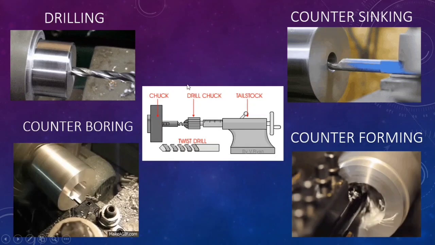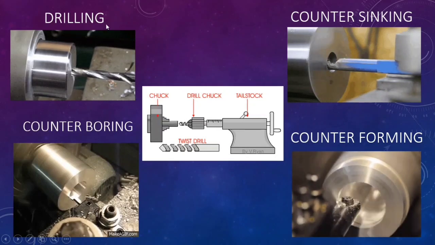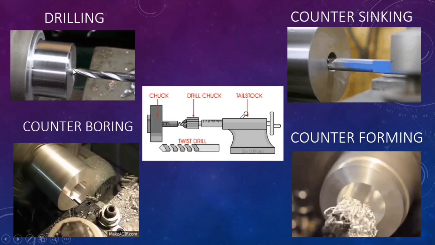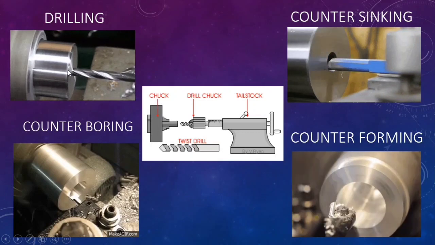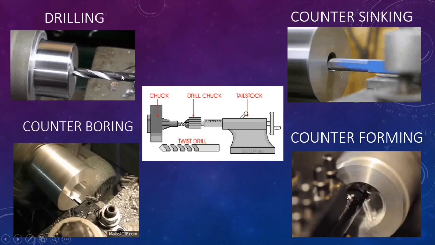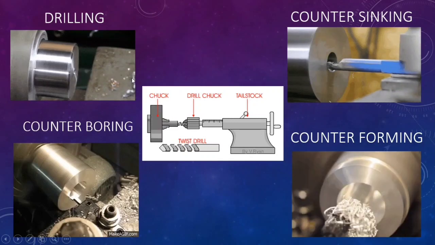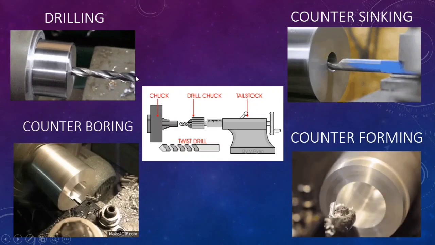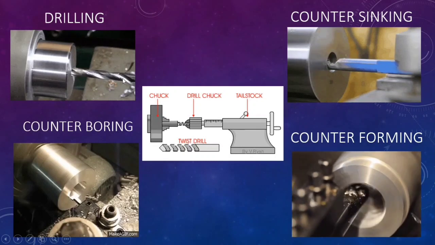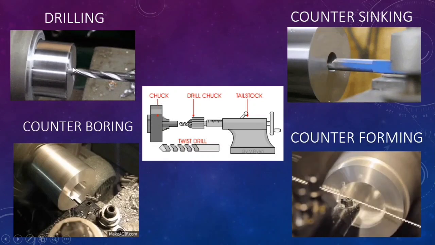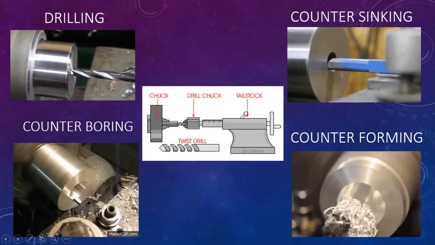Other operations which are going to be done in lathe machines include drilling. It is also called center drilling, where the drill bit is connected to the tailstock, at the dead center, and it is removing the material and making a hole at the center of the shaft. Okay, this is called drilling.